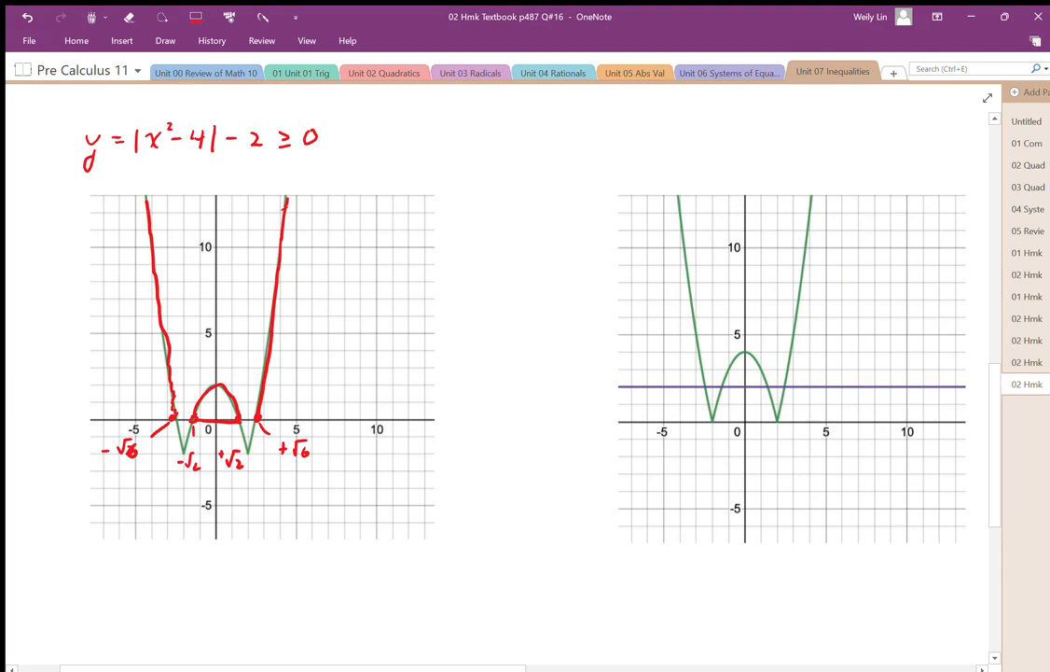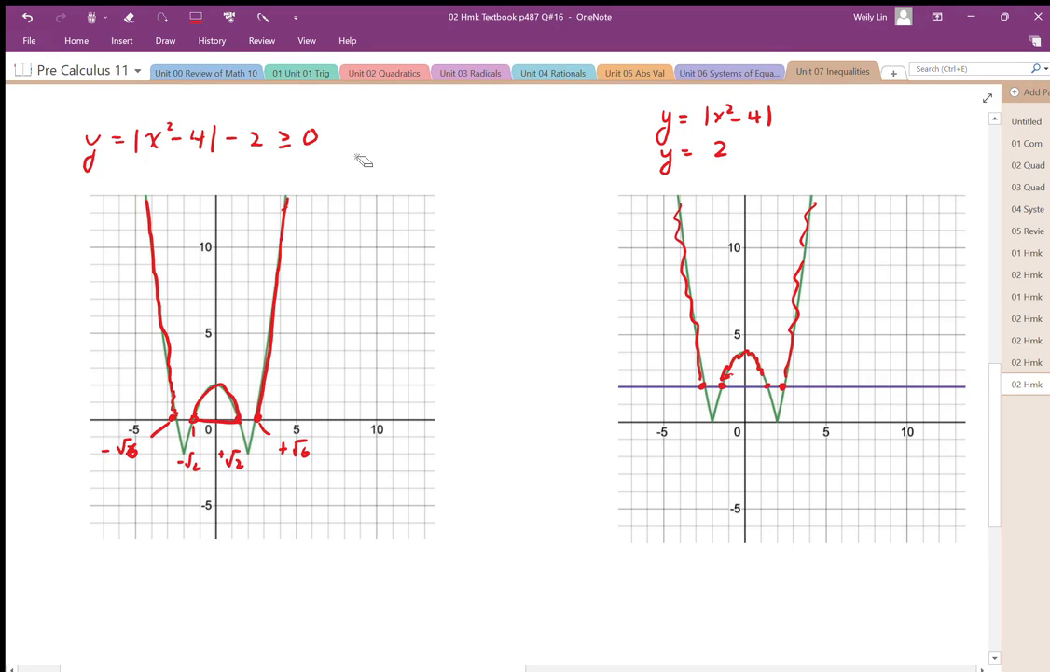We could also think of this as an intersection of two graphs. So y is equal to the absolute value graph, and y is equal to 2, and we're looking for these points here. Okay, and we're looking for where the absolute value portion of the graph is above the x-axis, or above the value of 2, so that would be, again, the same regions here and the same boundaries exist. So that's one way we can do it.